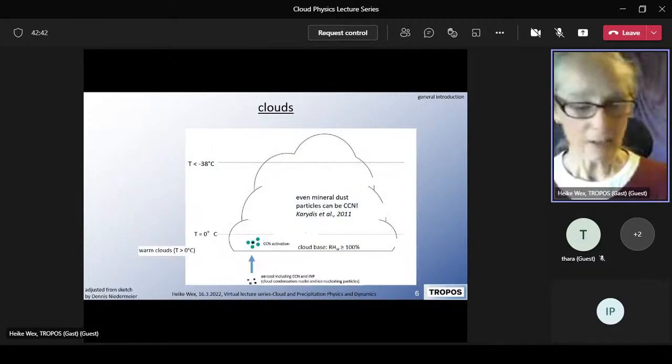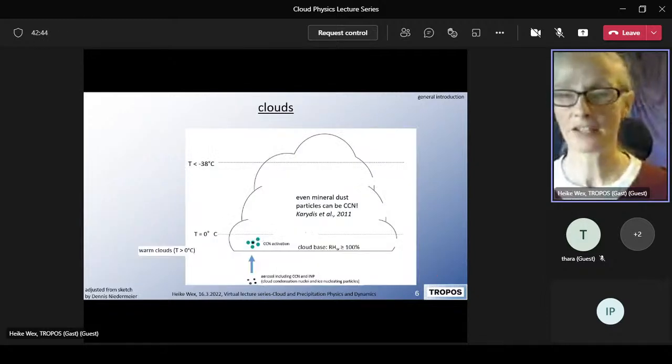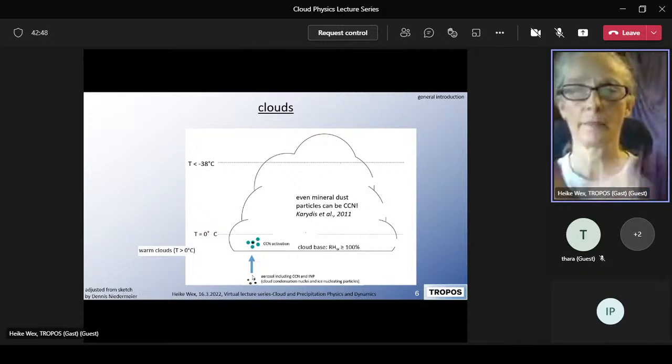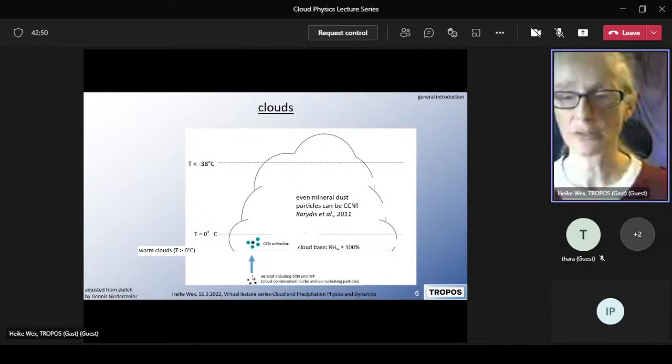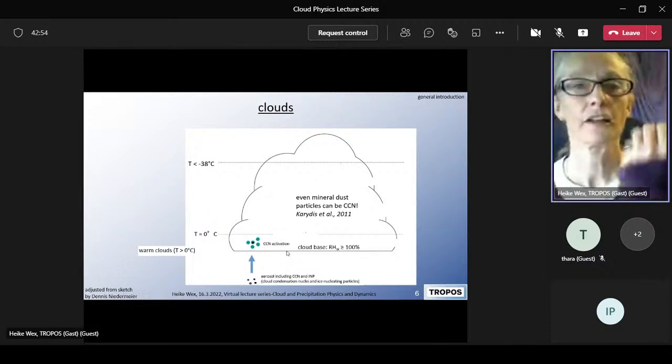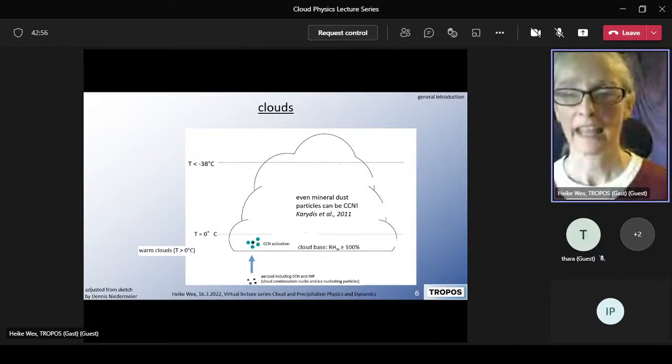So let's look at a cloud. Here we have a sketch of a cloud, and below you have the particles I talked about. And when an air parcel rises, temperature decreases, relative humidity increases. And at one point you have droplet activation. And here I want to explicitly mention that even mineral dust particles can be CCN. They can be activated to cloud droplets.